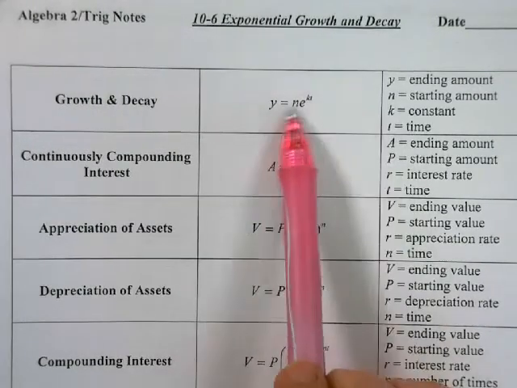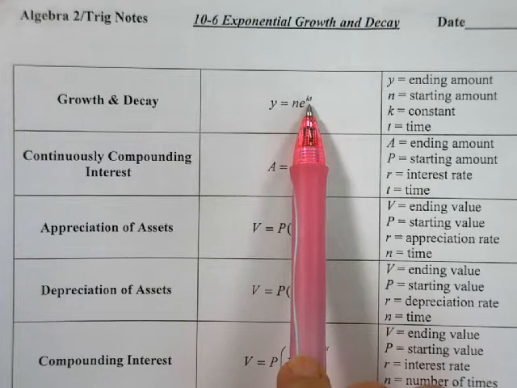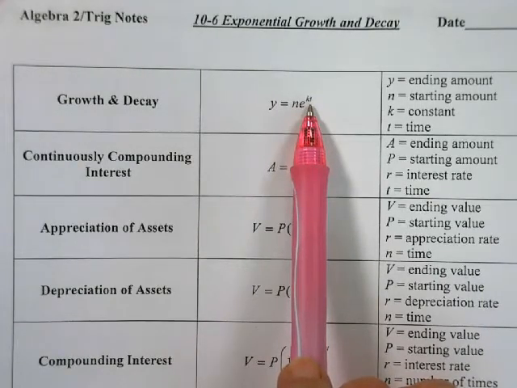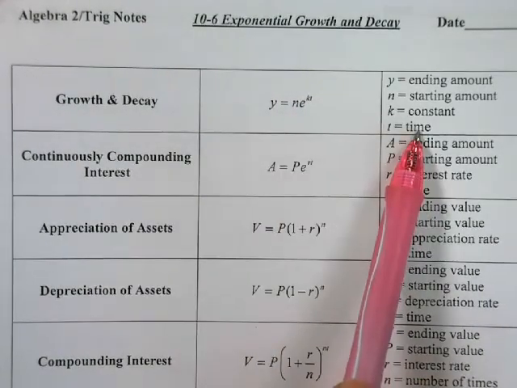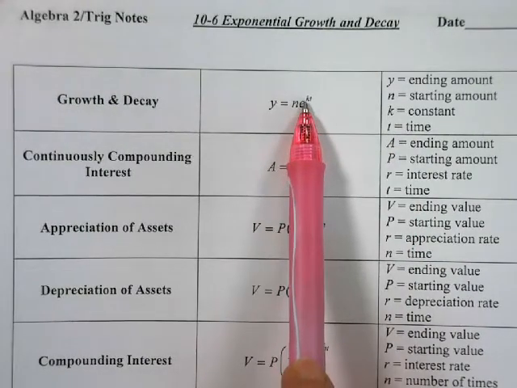The n is the starting amount. E is that number we just talked about, 2.7183. K is some sort of constant. If you have money in your bank account, that would be like your interest rate, or how many times the bacteria is growing in an hour, or something like that. And then T is time. Okay, so ending amount, starting amount, E, constant, time.